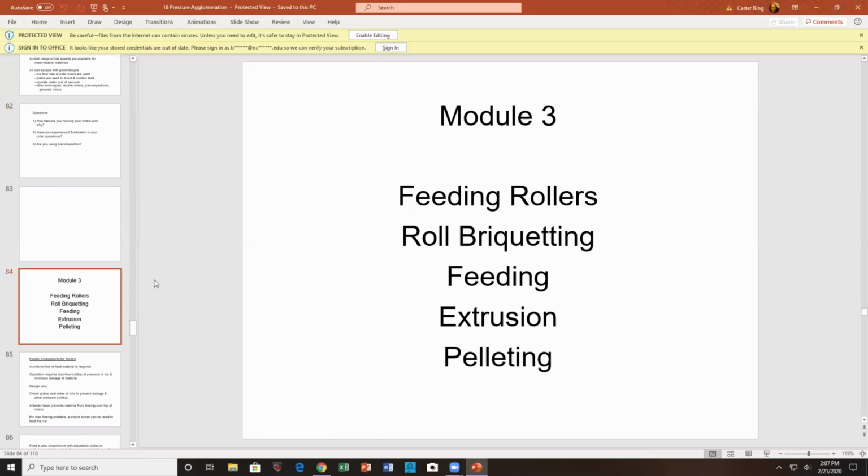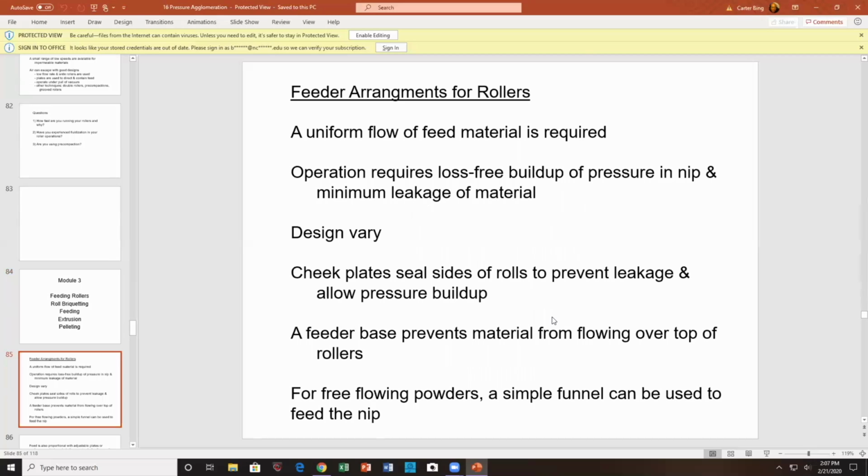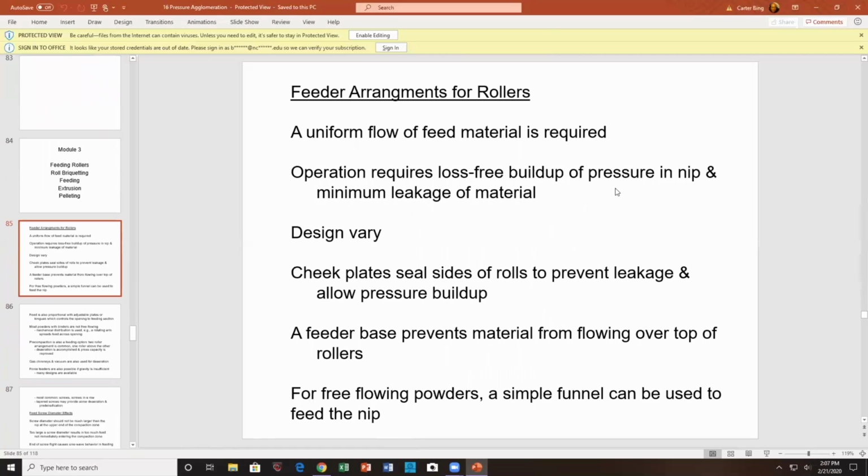Let's go on here. Feeding rollers, roll briquetting, feeding, extrusion, and pelleting. Okay, this is a little bit unclear, but let's see if we can add some clarity to what's being discussed here. First, we're talking about feeder arrangements. Okay, you want uniform feed, it's required. So operation requires loss-free buildup of pressure in the nip, right, and minimal leakage of materials.